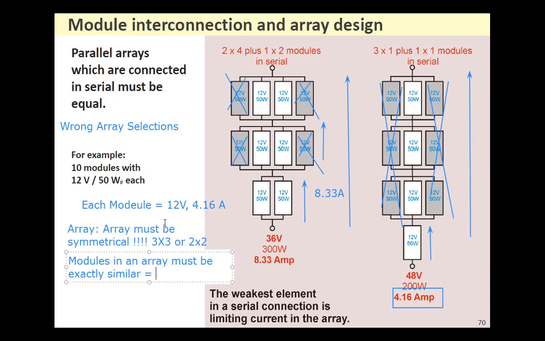These are two guidelines which you should know, because you have seen here these 4 modules are not playing their role, because the weakest element in the connection is limiting the current in the array. So if the power requirement is around 650 watts, let me show you one more thing. Let's move to the previous slide.